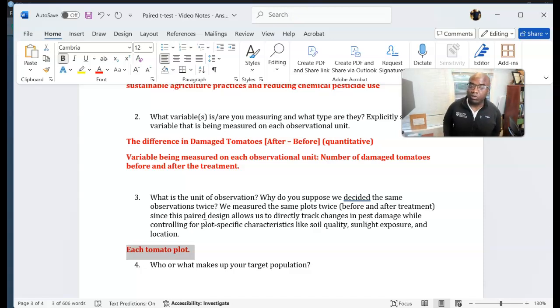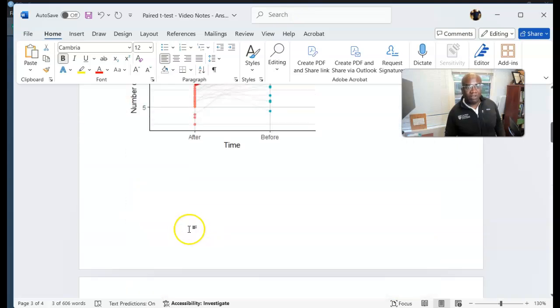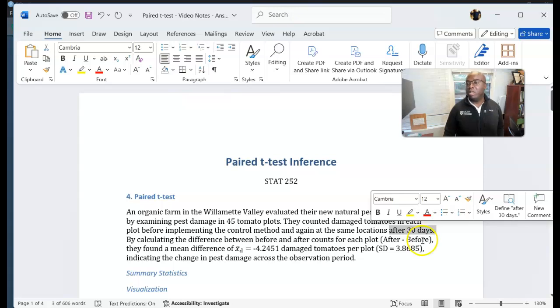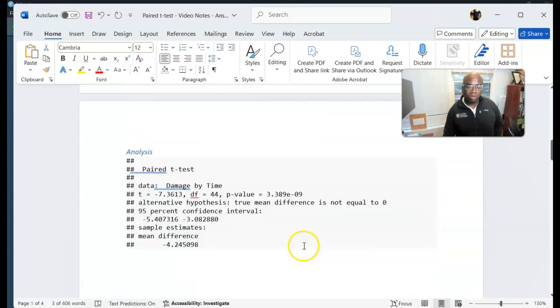And why do you suppose we measured the same observation twice? Because we want to account for plot-to-plot variability. Some plots may perform better in terms of damaged tomatoes, and some plots may perform worse, and we want to account for those differences by measuring each plot within both treatments. What's really important in implementing this in real life is that we apply the 30-day waiting period so that we can actually see the impacts of the pest control.